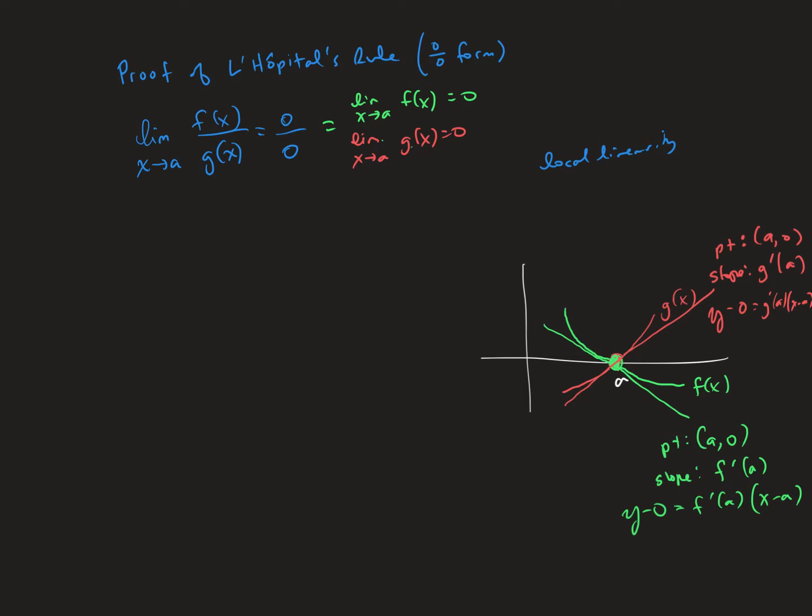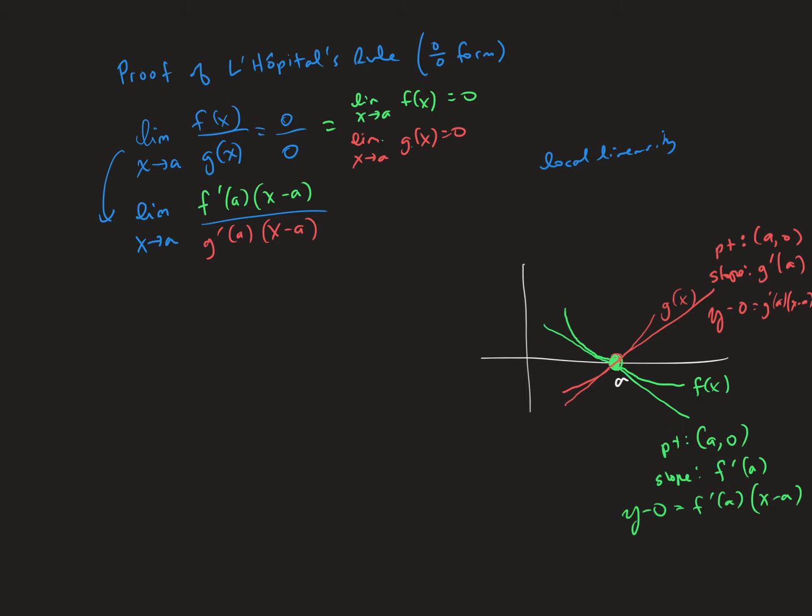Now, what I'm going to do now is come back over here to my limit, and because these two functions are differentiable, they act like their tangent line really close to x equals a. So I'm going to replace f of x with its tangent line and g of x with its tangent line. So that's going to look like this. There's the tangent line for f. Here's the tangent line for g.